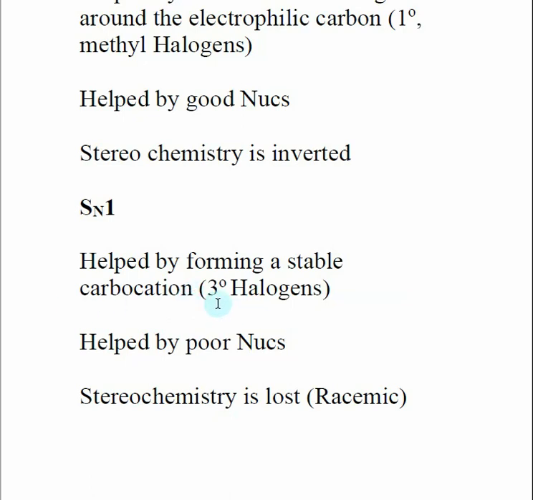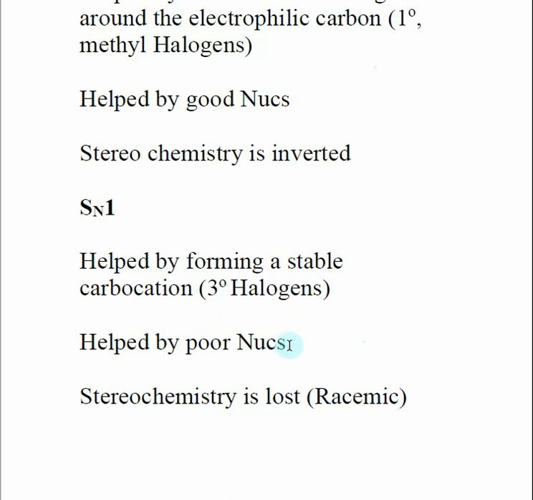So SN1 reactions really like to happen when we have tertiary halogens. The electrophilic carbon, the carbon that's attached to the halogen, actually has three alkyl groups attached to it. More alkyl groups mean more stabilization from hyperconjugation. So SN1 reactions tend to favor tertiary halogens. So you can already see the major difference: primary halogens, SN2; tertiary halogens, SN1.